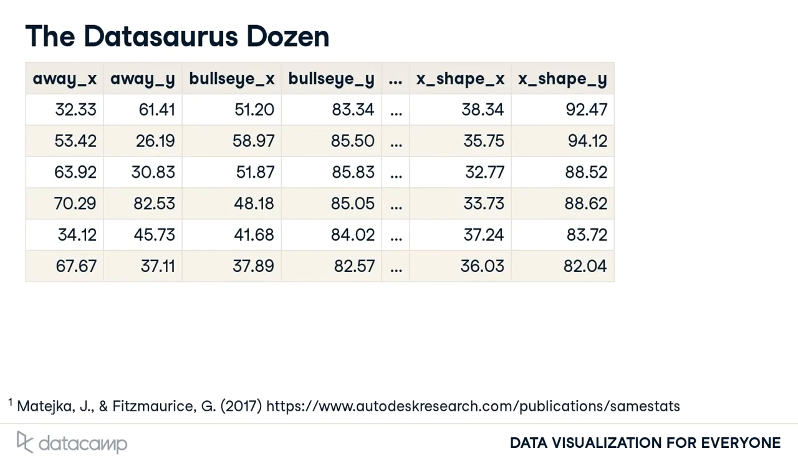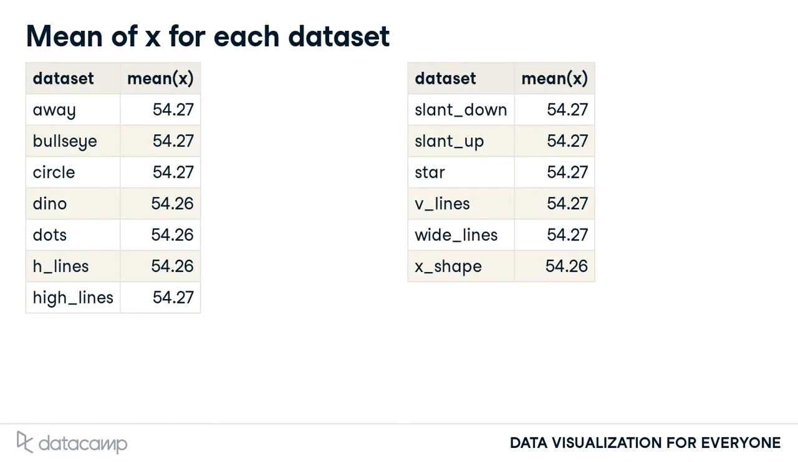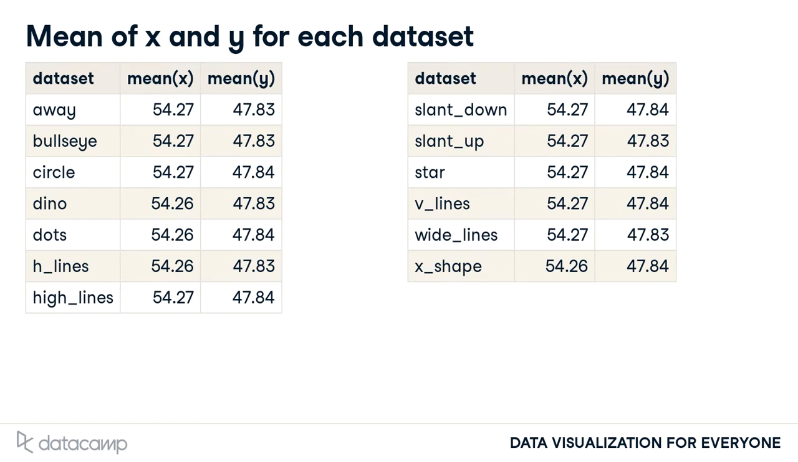The Datasaurus Dozen is a collection of 13 data sets with names like Away and Bullseye. Each dataset has two variables, the x and y coordinates. Variable is just statistics jargon for a column of data. If you calculate the mean of the x values in each dataset, you can see that it's more or less the same value. It's the same situation for the means of the y coordinates. The value is the same in each dataset.